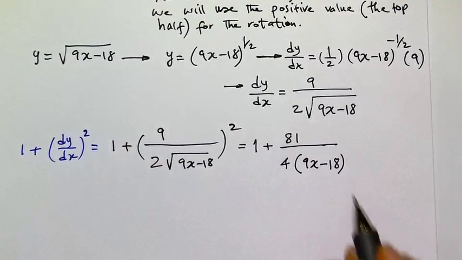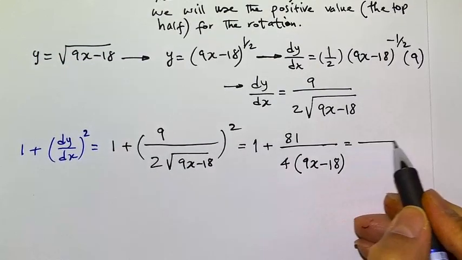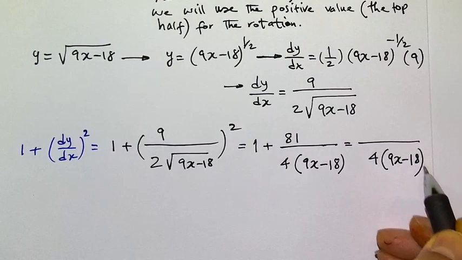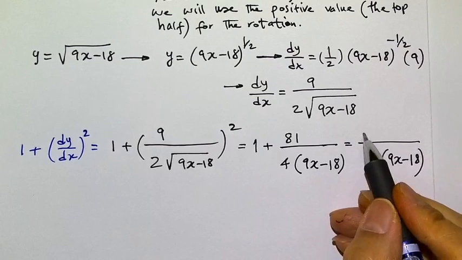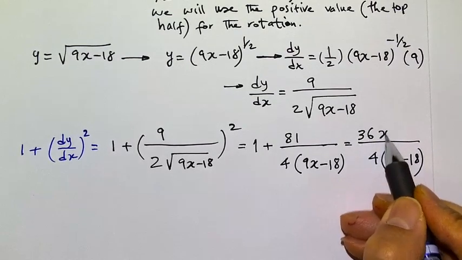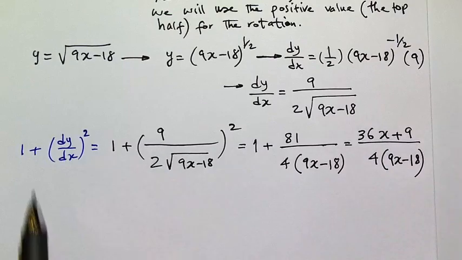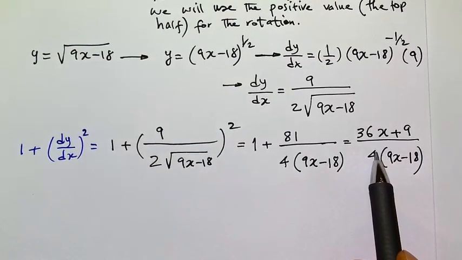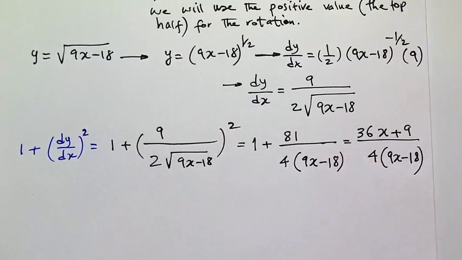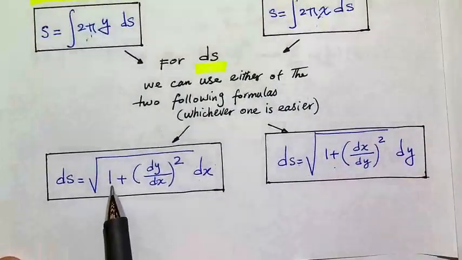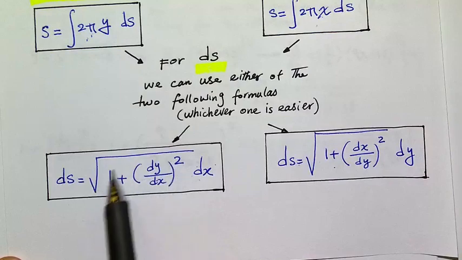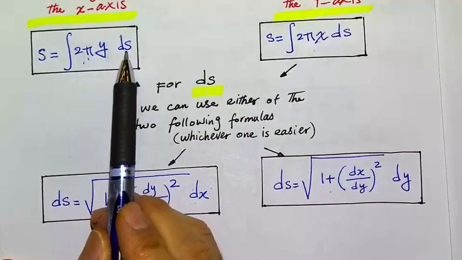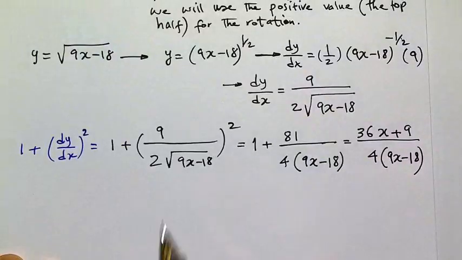When we take the common denominator, let me take this one step further. This is what we'll get. 4 times 9x minus 18, and of course the numerator would be 36x plus 9. So 1 plus dy/dx squared is that. Now let's take this. Remember that we have to take the square root of this quantity, right? We did 1 plus dy/dx squared. We have this inside quantity. Now we have to take the square root of it when we plug it in here for ds.